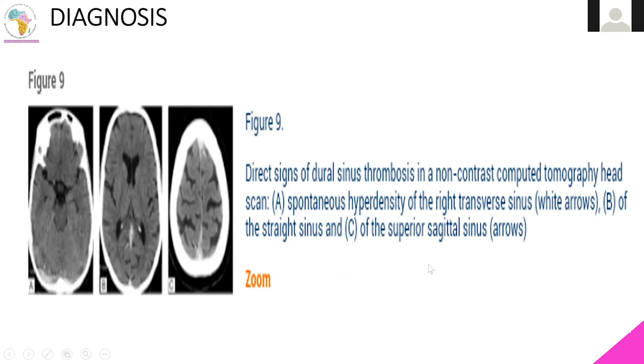And on image B, we have the straight sinus. So if you see here, this is for A and this is for B, the straight sinus. And on C, we have the sagittal sinus, which is a hyperdense lesion.